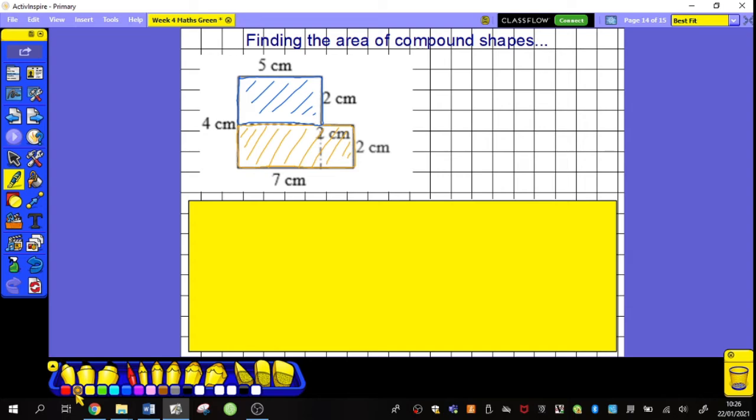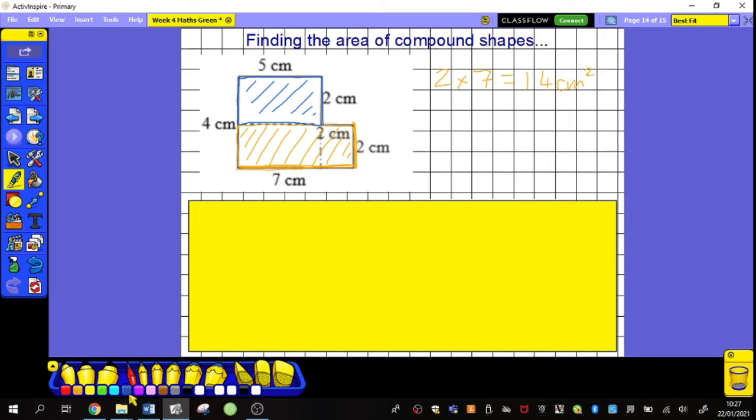So let's go with orange first. So area, I remember, was height times the base. So the height of my orange rectangle is there, so it must be 2 centimeters. The base is here, so 7 centimeters. So 2 times 7 is 14, and I need to remember my centimeters squared.